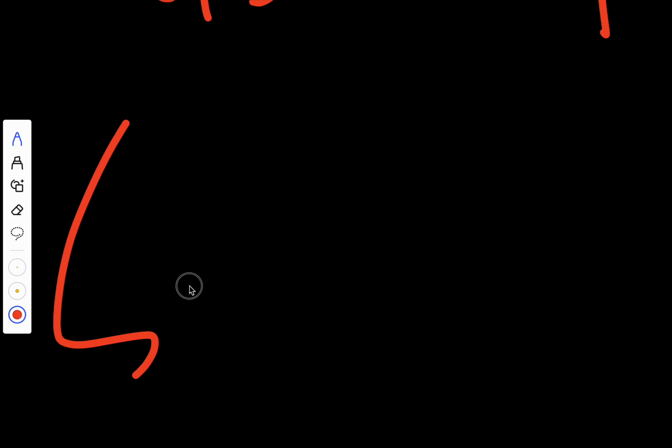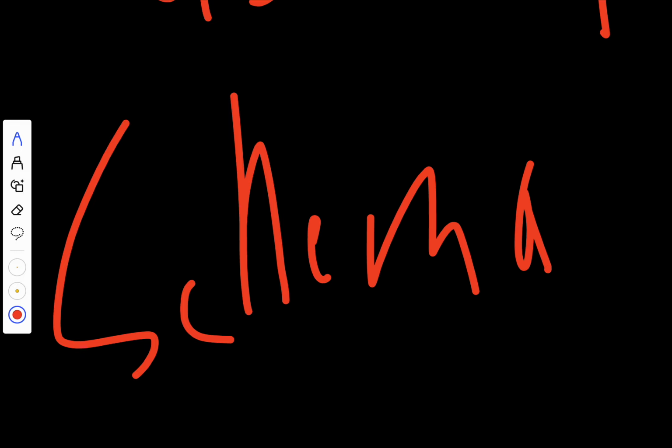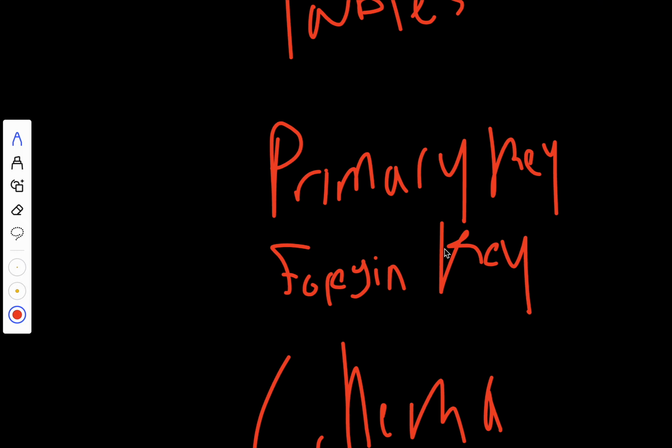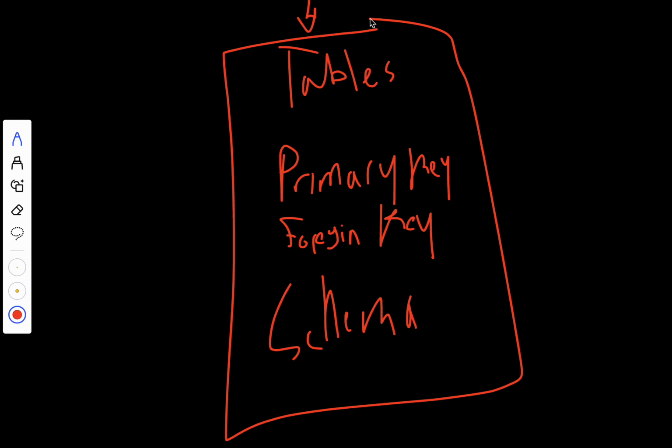And we have what we call schema. The schema defines the structure of the database, like a blueprint. It outlines how tables relate to each other and what types of data they store. So these are some concepts that are pretty important to understand. In your system design interview, you might be asked to design some entities in your database. So you need to understand the table concept, the primary key and the foreign key, and the schema.